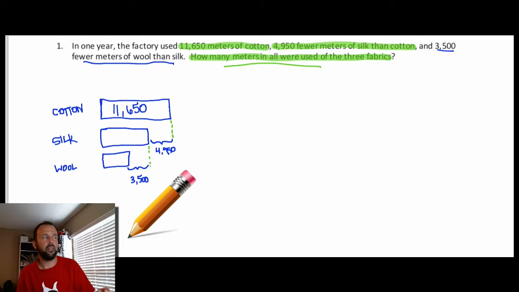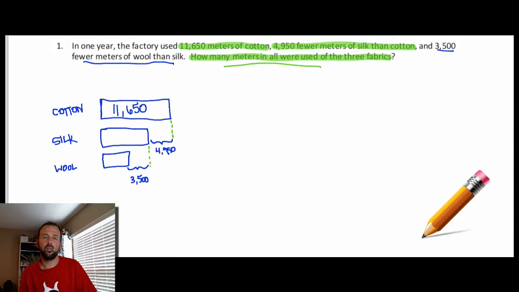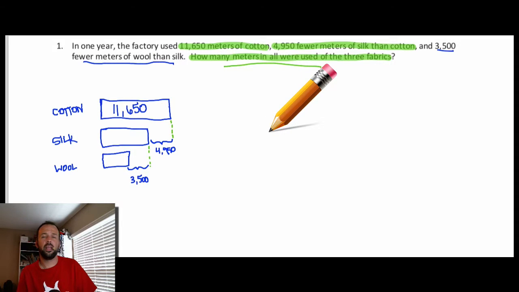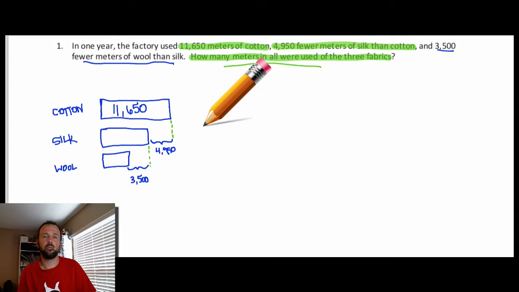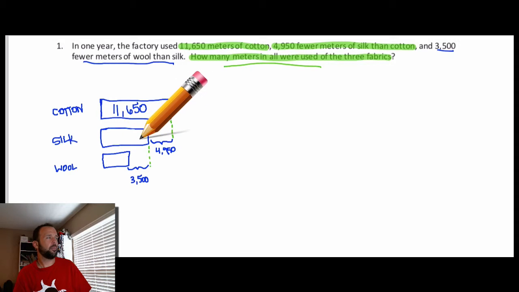So you guys take a minute and think now, based on what we know, based on our tape diagram, what would be our next step? What would you want to do in order to try to solve this problem? Okay, so my first step is going to be to figure out how much silk I have, and then I'm going to go to wool, and then I'm going to add those three numbers together to figure out how much we used in all.